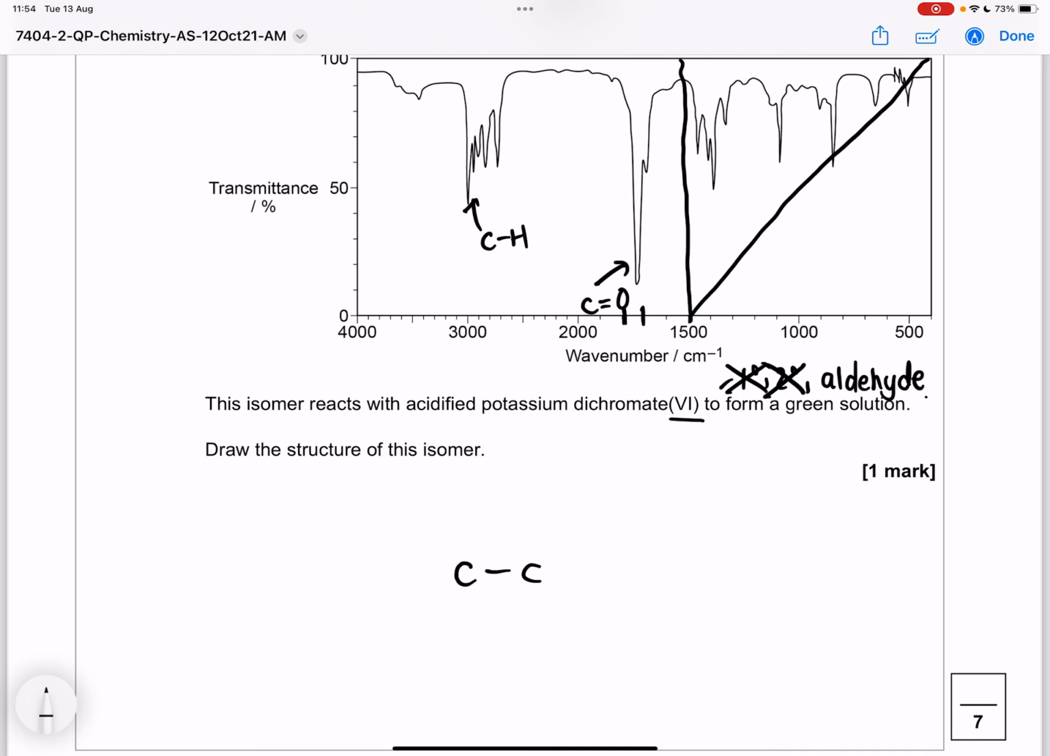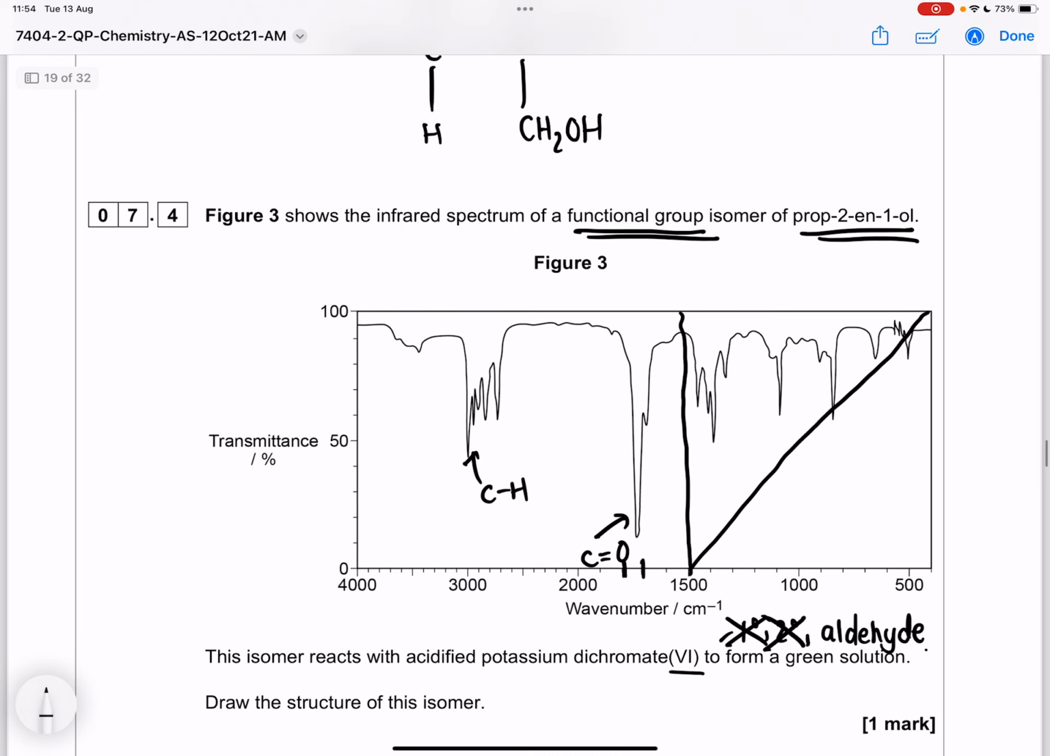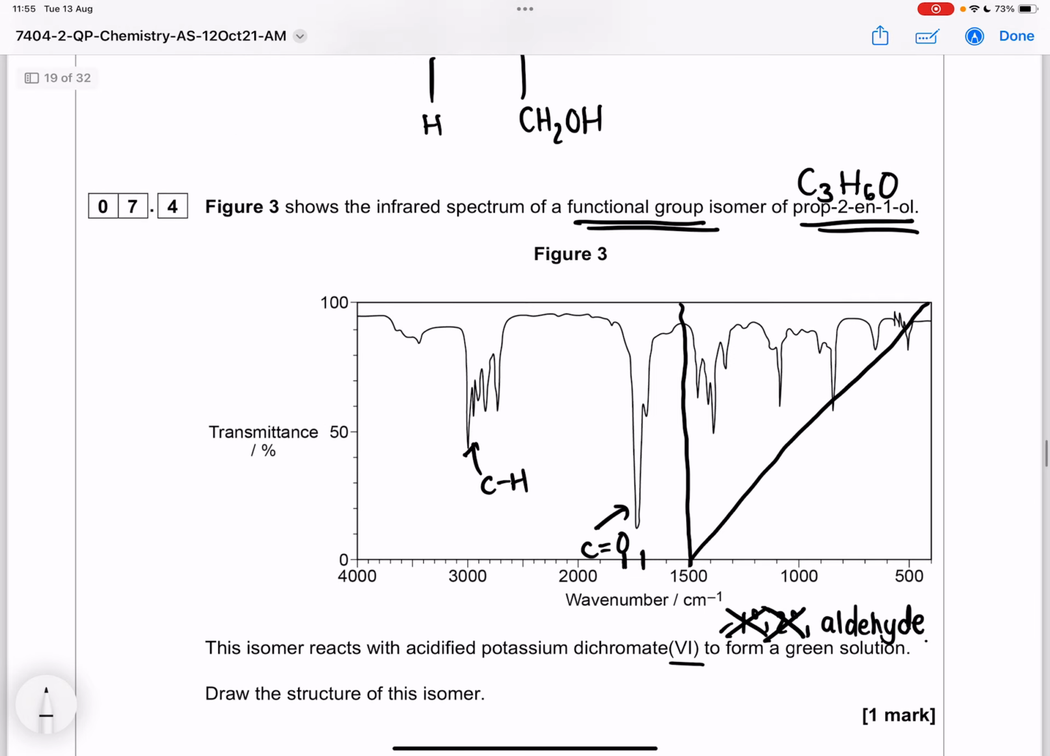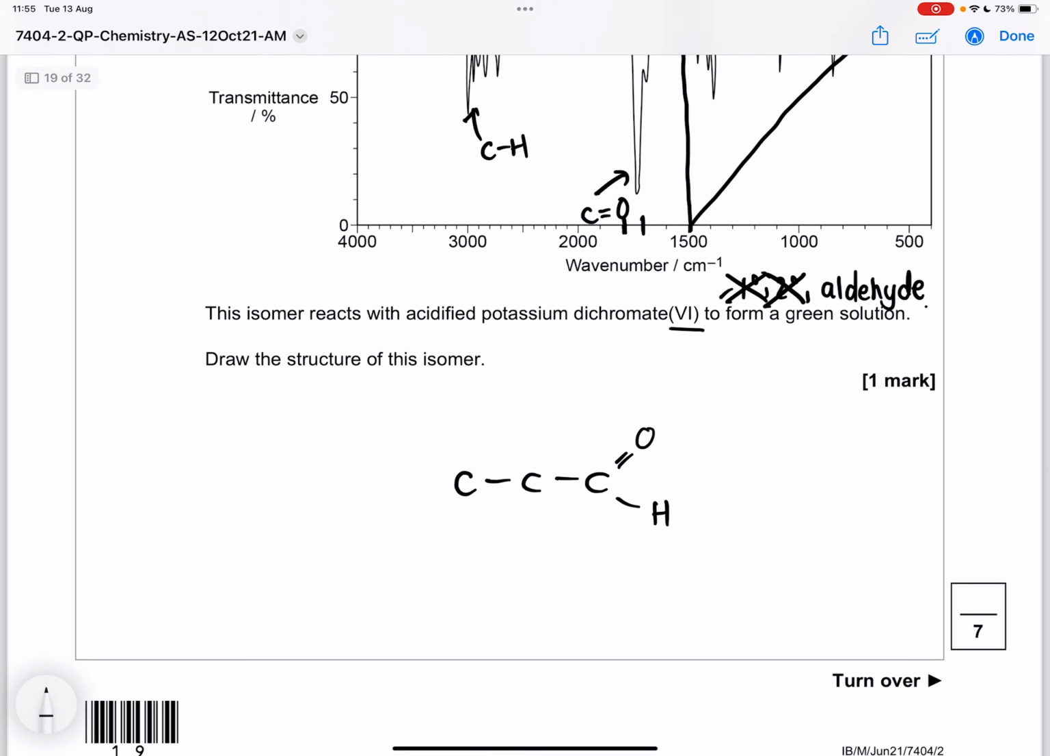We know it has to be an aldehyde and not a ketone. We know we've only got 3 carbons. Aldehydes have to be on the end. And we know in total that we have got all the same atoms, which was C3, because it's an isomer, H, 1, 2, 3, 4, 5, 6, and an oxygen. So 3 carbons, 1 oxygen, 6 hydrogens. It's going to be propanal.